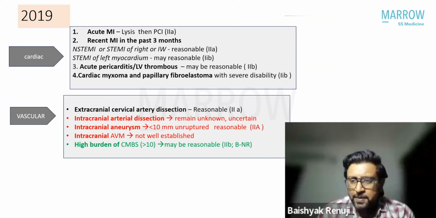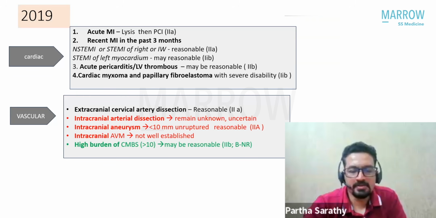Yeah. And Chandu, and Partha? Same thing I told previously. If the patient is on Brilinta, I would rather not go for thrombolysis. If the patient is on clopidogrel, DAPT with aspirin, it might be considered.